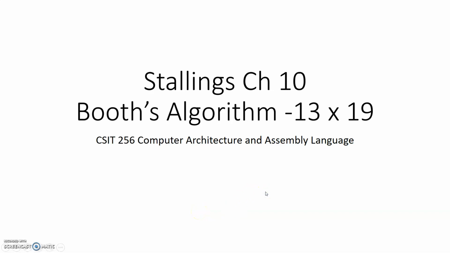This is for CSIT 256, Computer Architecture and Assembly Language. This is accompanying Stallings Chapter 10. It's going to do an example of Booth's algorithm for signed multiplication using 6 bits. And I'm going to use minus 13 and 19 as the values that I'm going to deal with.